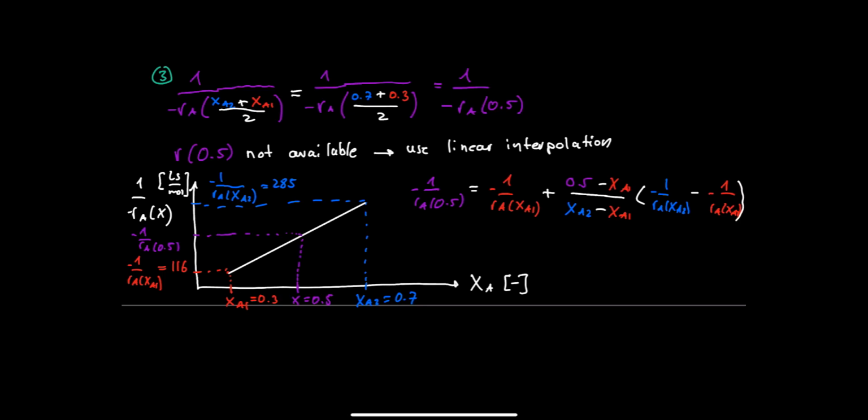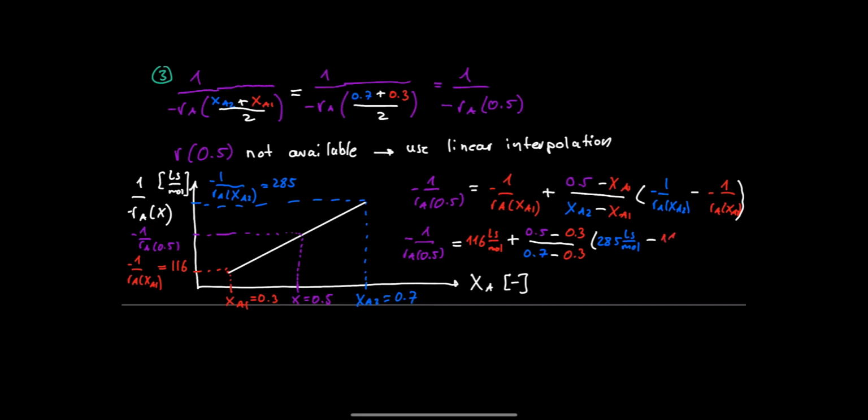And if we insert the values, negative 1 divided by RA as a function of 0.5 will result in 116 liters second per mole plus 0.5 minus 0.3 divided by 0.7 minus 0.3 times, in parentheses, 285 liters second per mole minus 116 liters second per mole, which will lead to negative 1 divided by RA as a function of 0.5 being around 200 liters second per mole. So this is our fourth term.